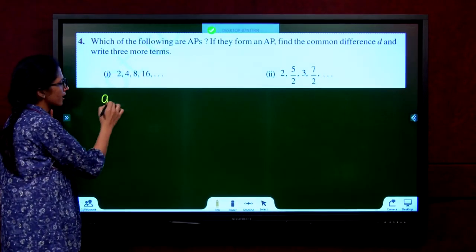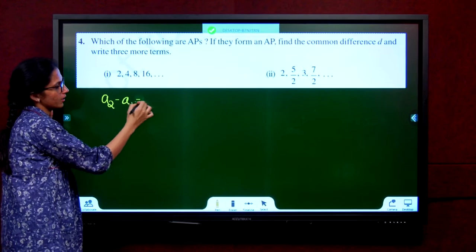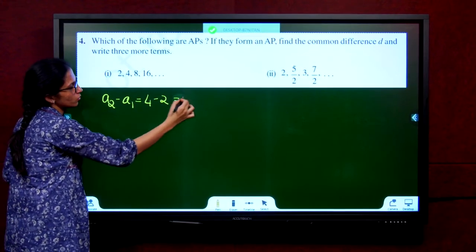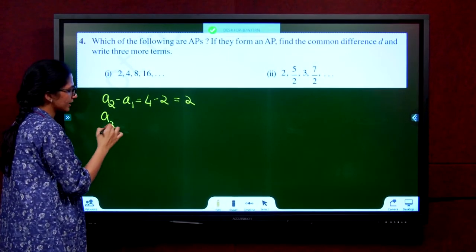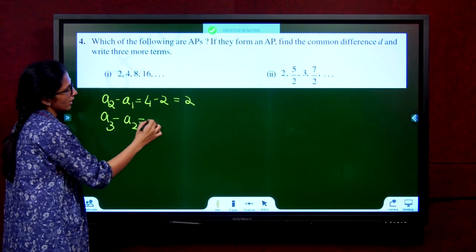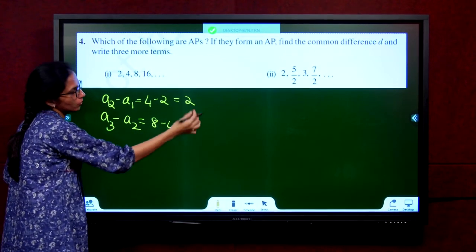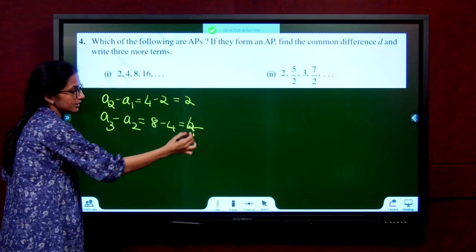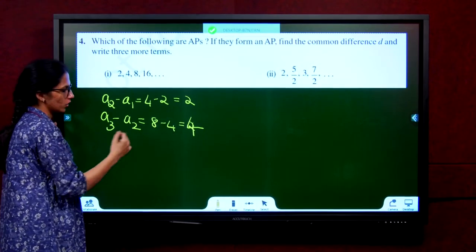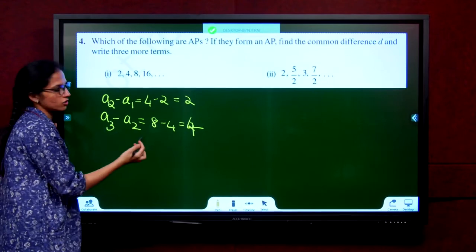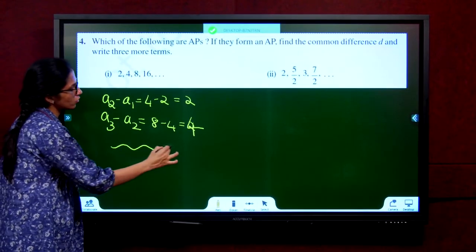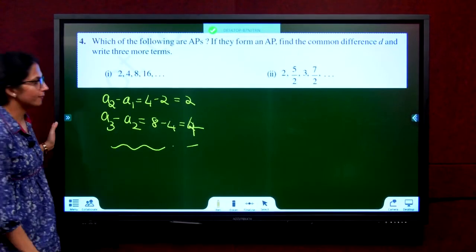Let us start. A2 minus A1, 4 minus 2, 2. A3 minus A2, 8 minus 4, 4. Is the common difference the same? No. Since A2 minus A1 is not equal to A3 minus A2, it is not an AP.